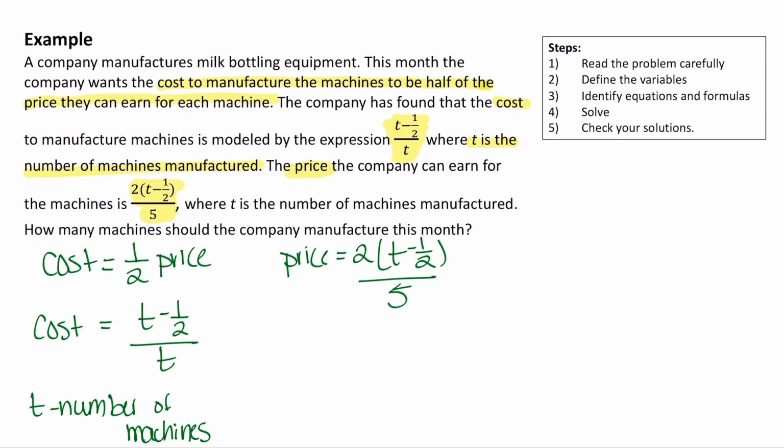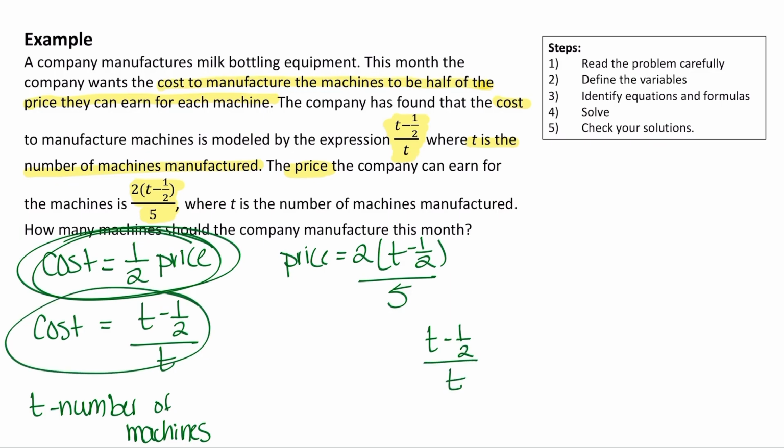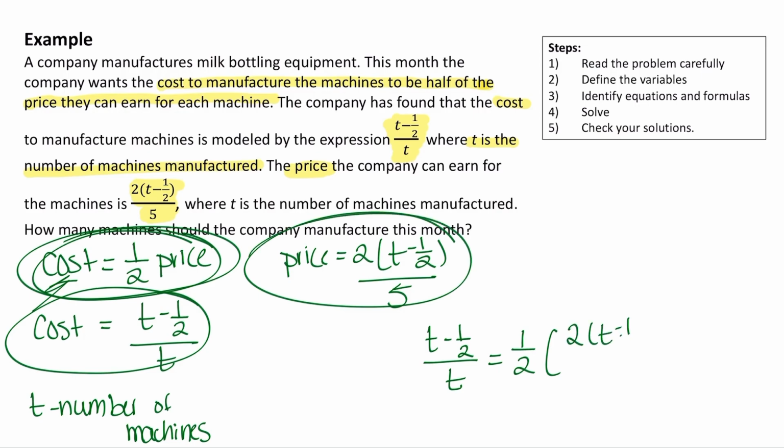So let's figure out what we've got going on here. Notice that it says cost is going to be 1/2 of the price. Okay, so that's going to be important. So what I can do is take that and substitute in these expressions that I have. So instead of cost, I can write t minus 1/2 over t, right? I just substituted this expression for the cost. So I want cost to equal 1/2 of price. Well, price is given by this expression, 2 times t minus 1/2 over 5.